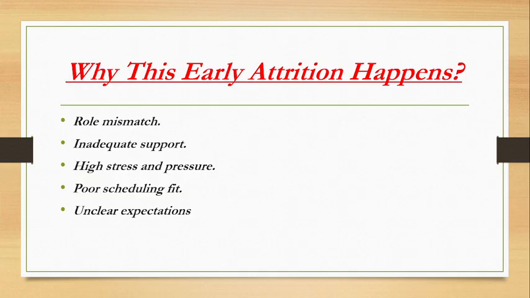Poor scheduling fit, unclear expectations. Sometimes the scheduling is not right, and there are unclear expectations, so the agent does not know what he is supposed to do. So these are the reasons that early attrition happens.